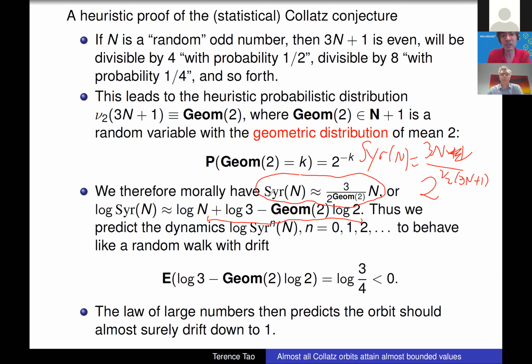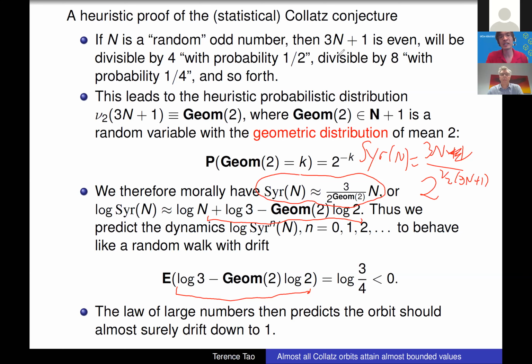And so this is a random walk, and it's got a certain drift. You can compute the expectation of this random variable. The geometric random variable has a mean of 2, as you can easily work out. So the mean of this shift is log 3/4. And 3/4 is less than 1, so log 3/4 is negative. So this random variable has negative drift. And as you keep iterating, the law of large numbers predicts that you should go down to 0, down to 1. It's just like if you bet in a casino and the odds are against you, then you're almost surely going to lose it in the long run. So these are the heuristics that predict why the conjecture should be true.